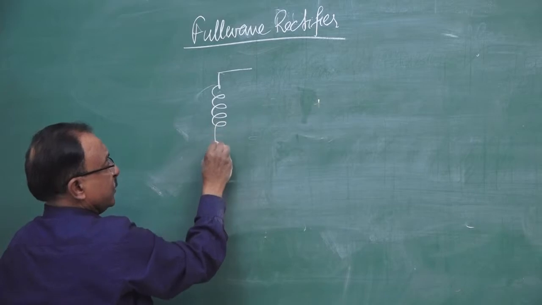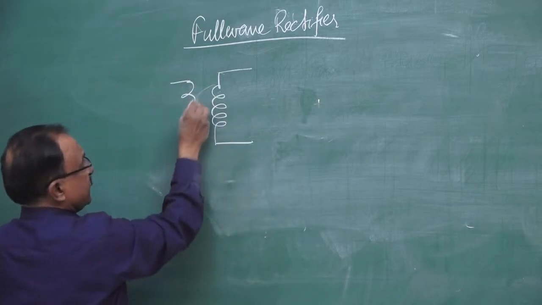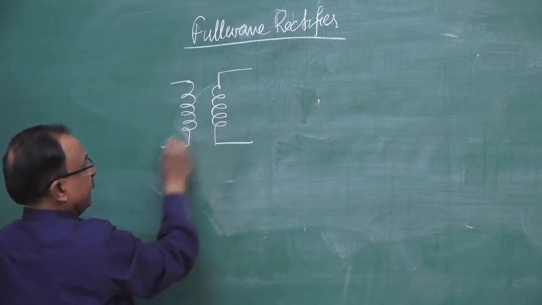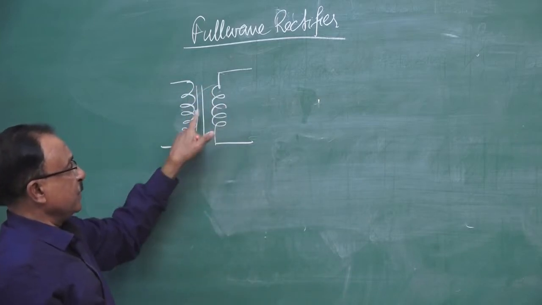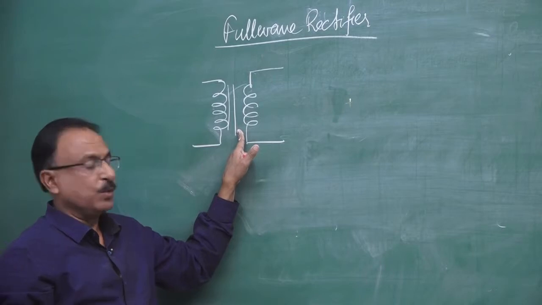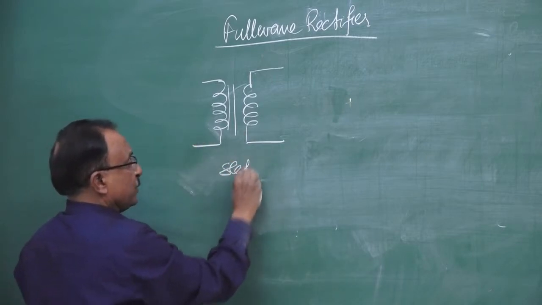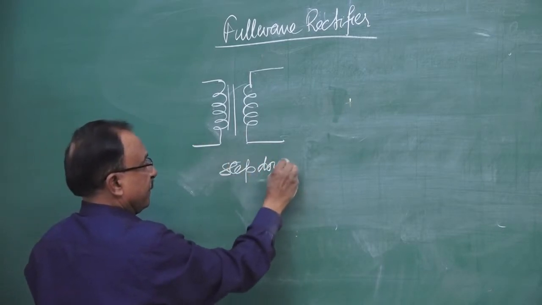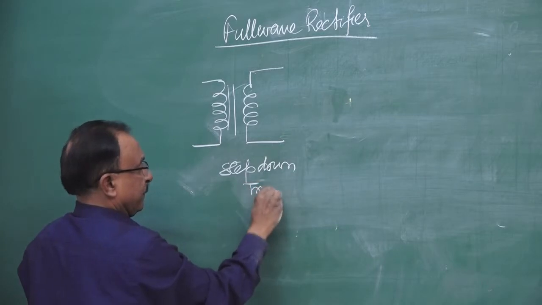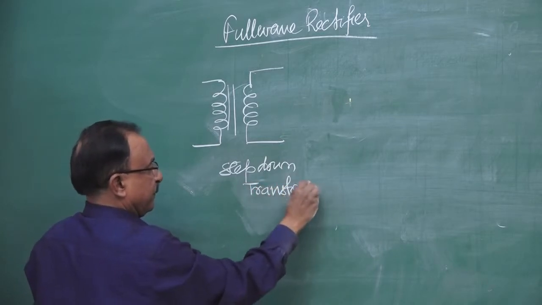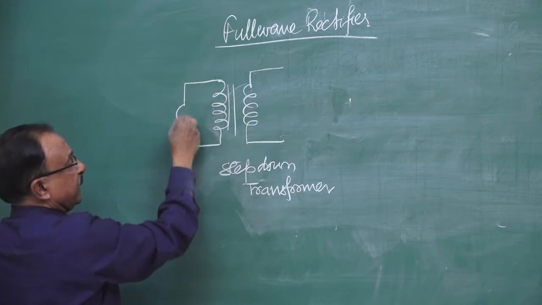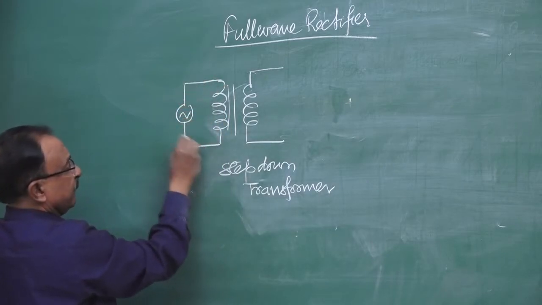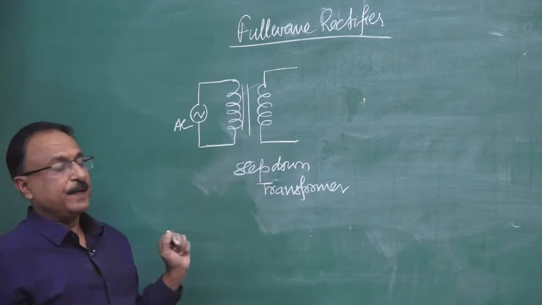Here is how we make the transformer. There is a symbol of the transformer: two coils, primary and secondary, and in between, the two lines show the core. It is a step down transformer. To the primary of the coil, we connect the AC which is to be rectified.